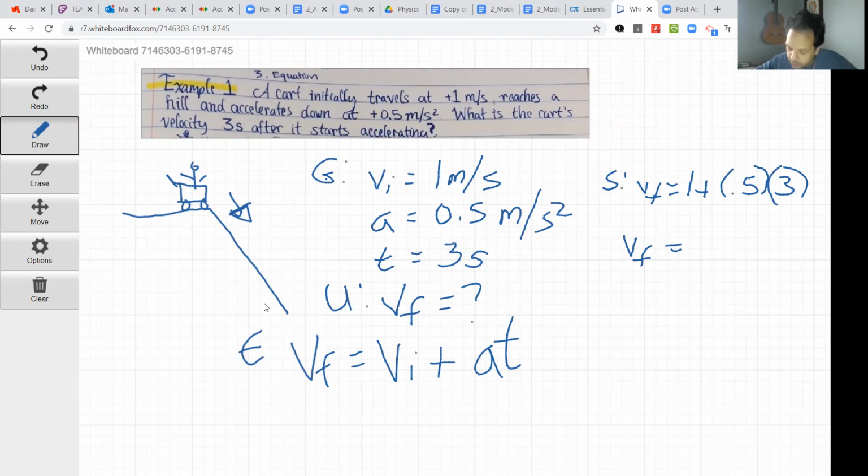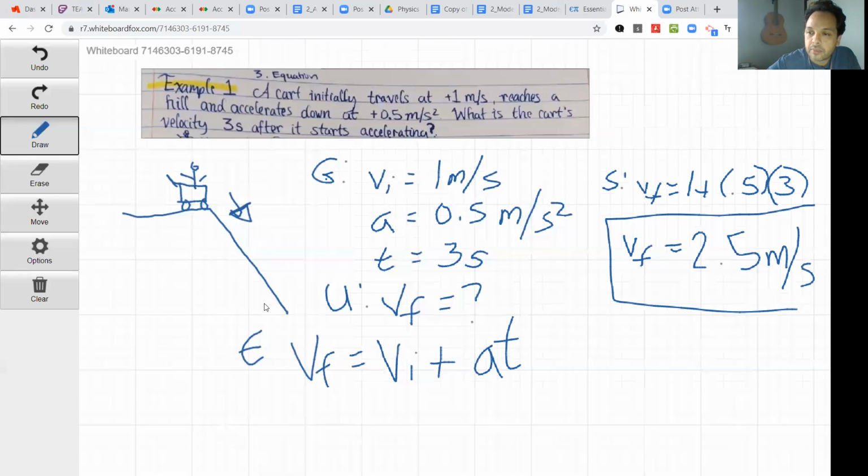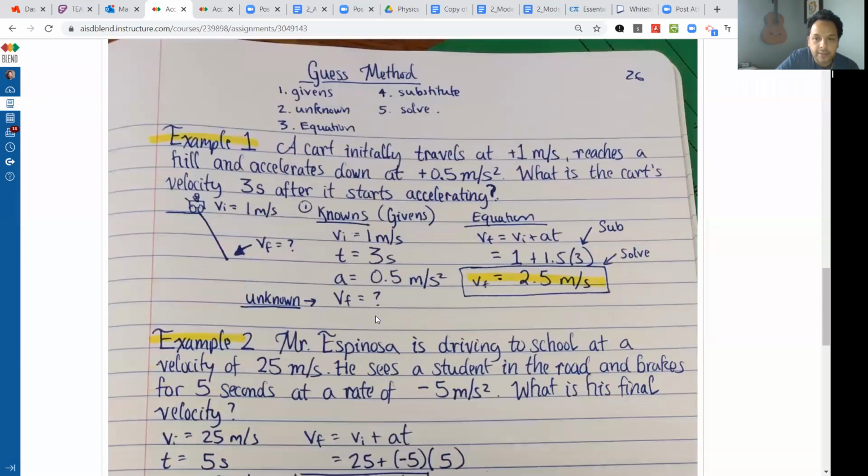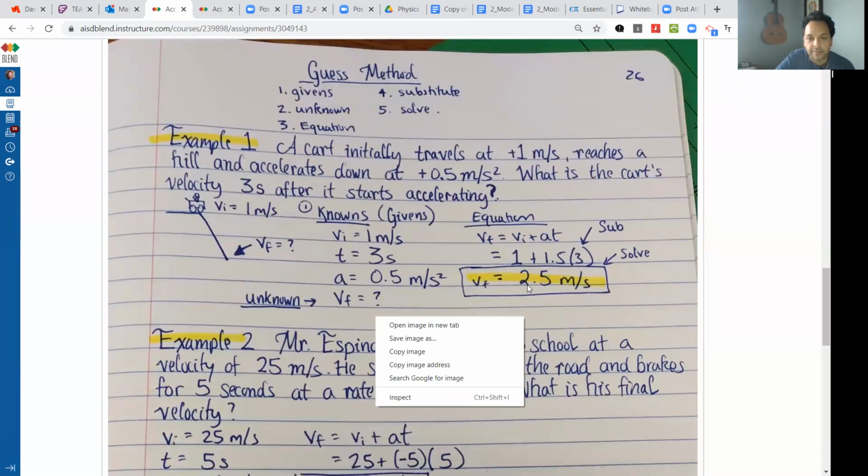Let's see. All right, so 1 plus 0.5 times 3. I guess I could have done that in my head. 2.5. And it's a velocity, so the units are meters per second. Let's make sure, did I get it right? Yeah, 2.5 meters per second.